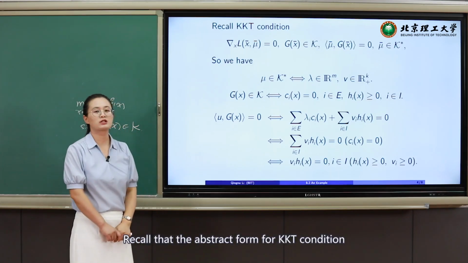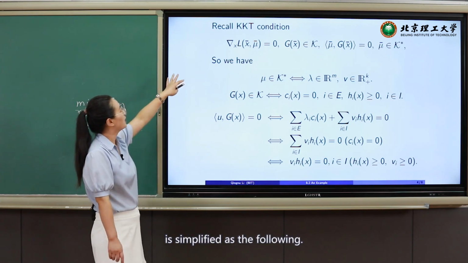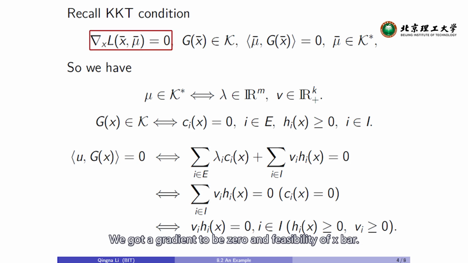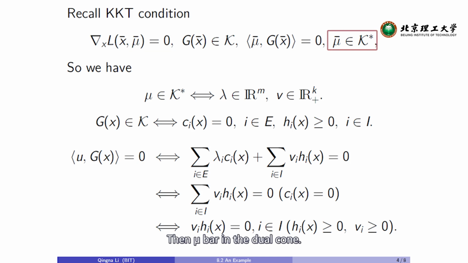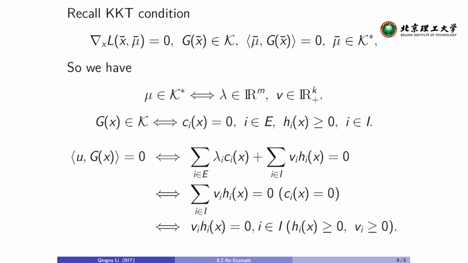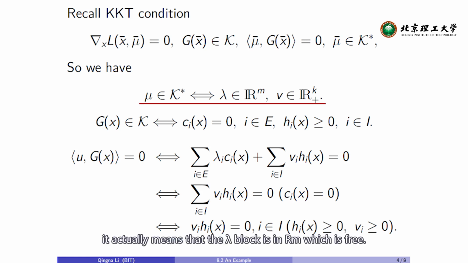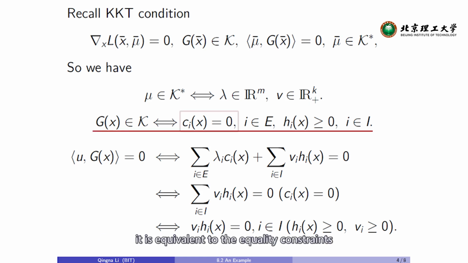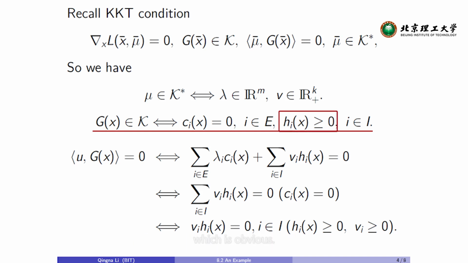Recall that the abstract form of the KKT condition is simplified as follows. This is the result we obtained in the last part. We have the gradient equal to 0, the feasibility of x bar, then mu bar in the dual cone, and finally the inner product of the two parts is 0. Then we derive the conditions one by one. For mu in the dual cone, it means that the lambda block is in R^m, which is free, and the v block is in the non-negative part. And g(x) in K is equivalent to the equality constraints and inequality constraints, which is obvious.